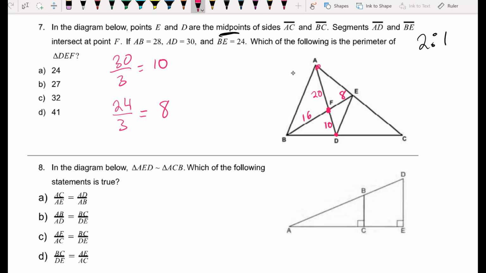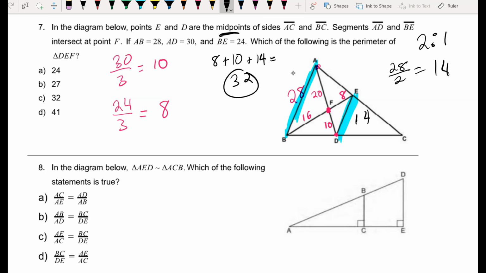So I've got 2 sides, and they tell me that BA, or where do they say? AB is 28, right? And the relationship between this side and ED, a segment that connects the midpoints, is that it's still a 2-to-1 ratio because these triangles are similar. So I can just take half of 28 to find that the missing side length ED is 14. So when I add 8 plus 10 plus 14, that should get me my entire perimeter of 32.